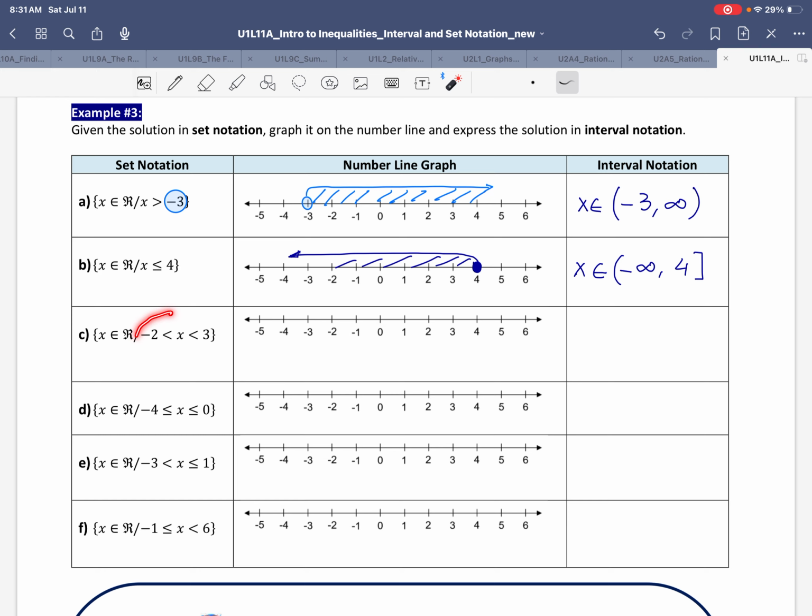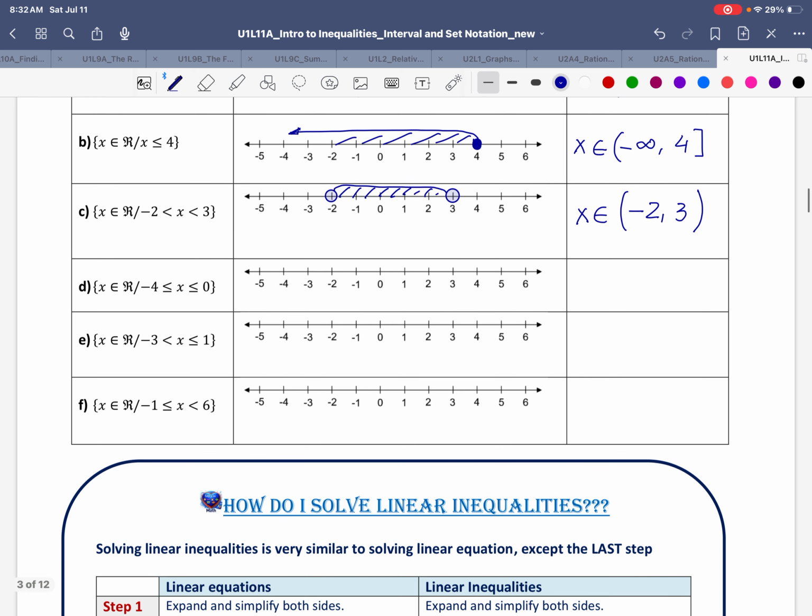So now we have x values greater than negative 2, less than 3. So we have to mark both values, negative 2 and positive 3. We want the x values to be in between them. So this is where all the x values will be. So we'll say that in interval notation, we have the numbers negative 2, comma 3, and we're going to use parentheses at both sides.